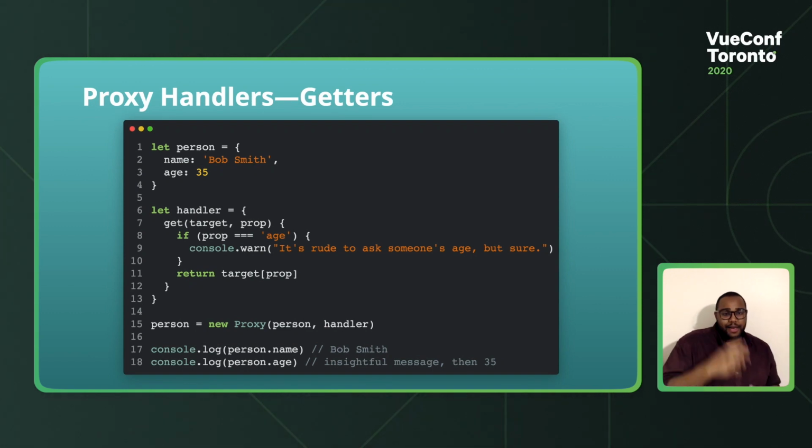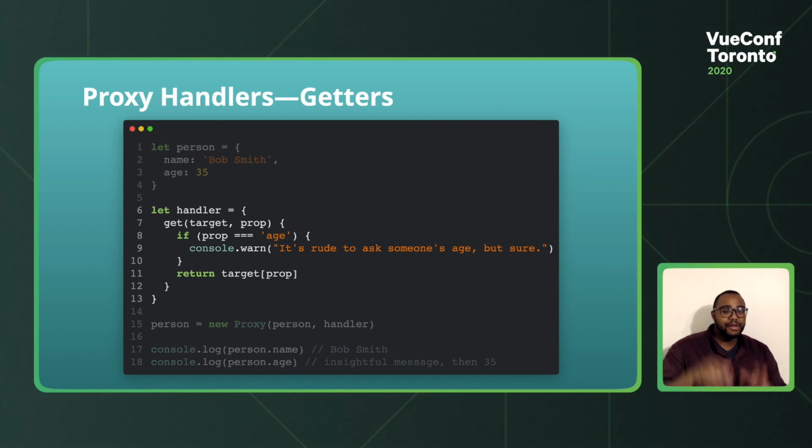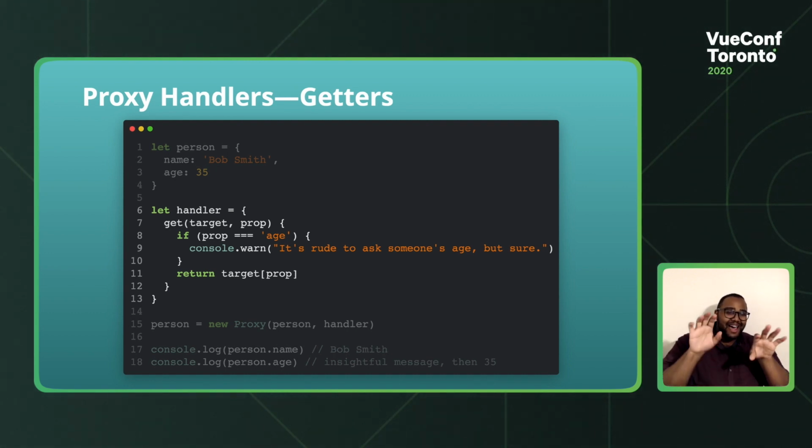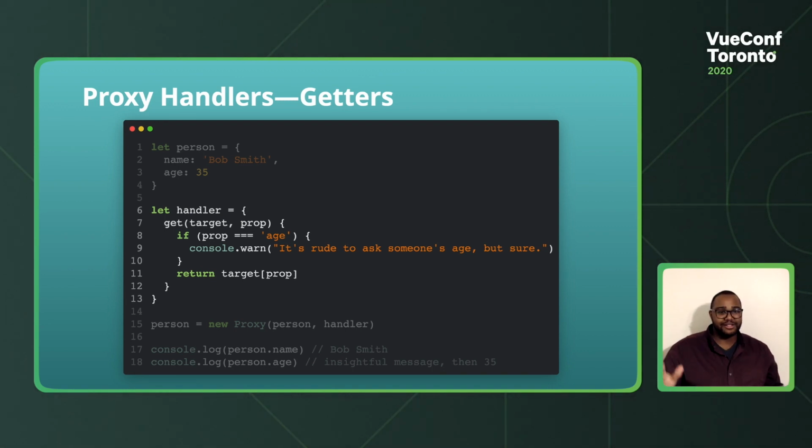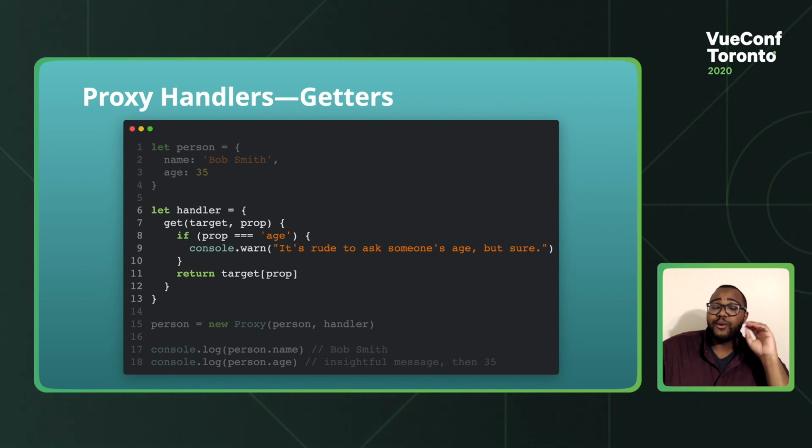So take a look at this example. We still got Bob, still chilling. But look at this handler. Now, specifically, when someone is accessing the age property, we're going to console.warn a message here. Or just like, hey, it's rude to ask somebody's age, but whatever, go about your day. And then at the end of that, we're still going to return value. So if you access any other property, we're just going to do the normal thing. But specifically, if you ask for the age property, we're going to console.warn this value.